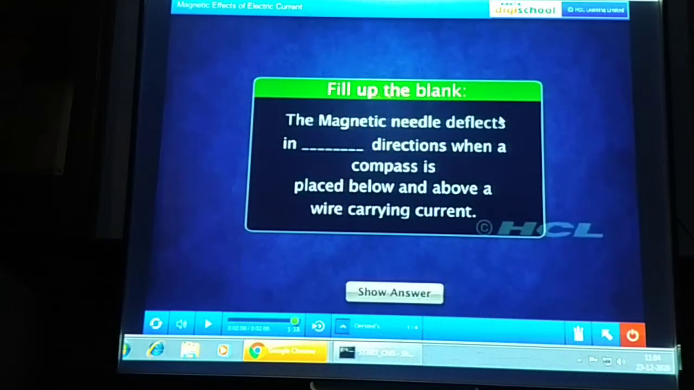Fill in the blanks. The magnetic needle deflects in dash direction when a compass is placed below and above the wire carrying current.